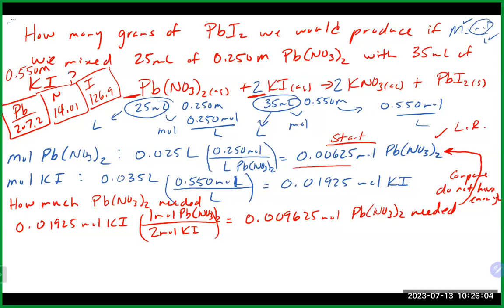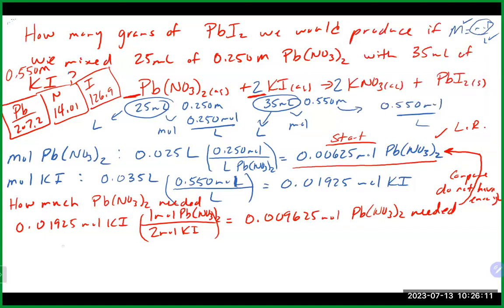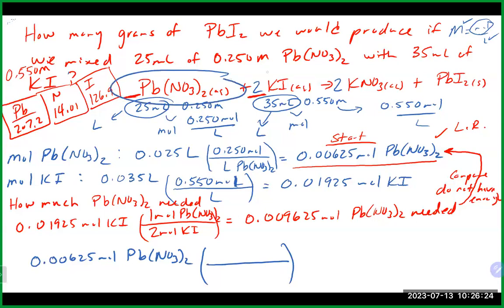Because that is my limiting reagent, I'm going to use the limiting reagent to figure out how much product I'm going to produce. And if I do that, I will go with 0.00625 moles of my lead 2 nitrate. I'm now going to do the mole to mole relationship between my lead 2 nitrate and my product, which looks like it is a 1-to-1 relationship. So that's not too bad. 1 mole of my lead 2 nitrate gives me 1 mole of my lead 2 iodide. Those are going to cancel.